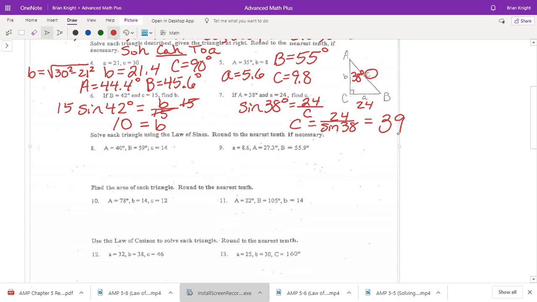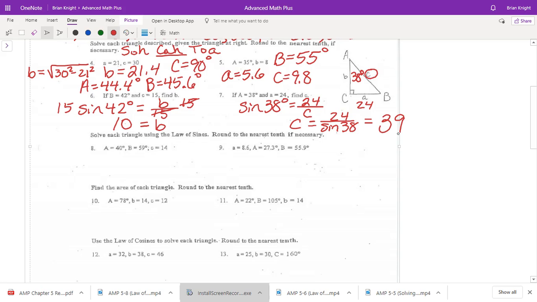Everything we just did there was pretty much on the mid-test. So about halfway through this test, you've done all that before. So from 8 on is the new stuff. A lot of sines, a lot of cosines, and your area formulas. All right.